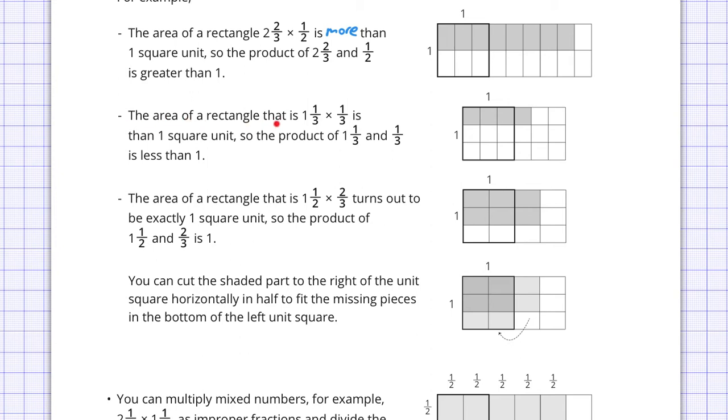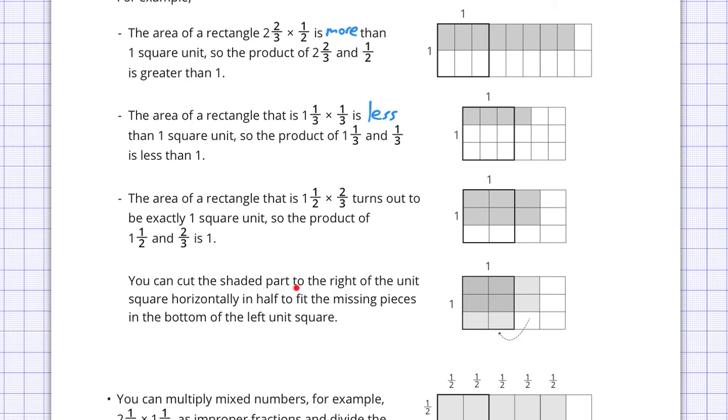Next, the area of a rectangle that is 1 1/3 by 1/3 is, what is it? It's less than 1 square unit. So the product of 1 1/3 and 1/3 is less than 1. And you can see that if you just move that inside here, you would have 4 out of 9 equally sized pieces. Then the area of a rectangle that is 1 1/2 by 2/3 turns out to be exactly 1 square unit. So the product of 1 1/2 and 2/3 is 1.